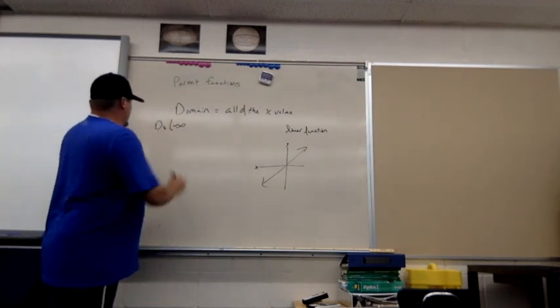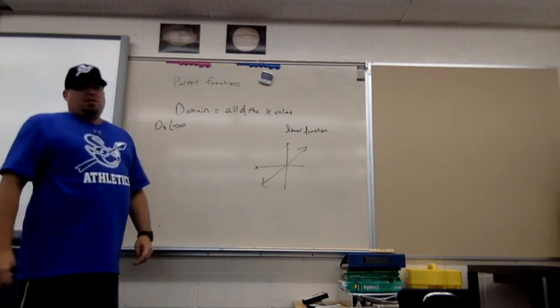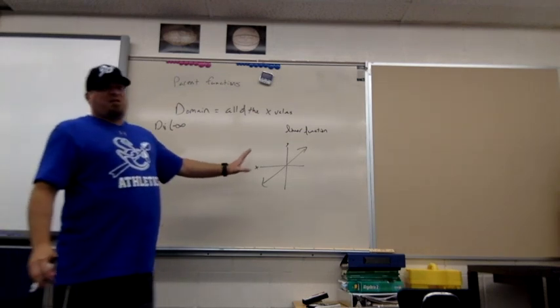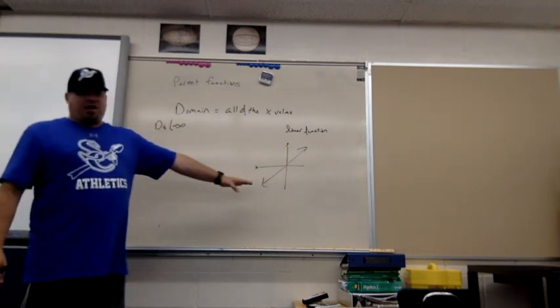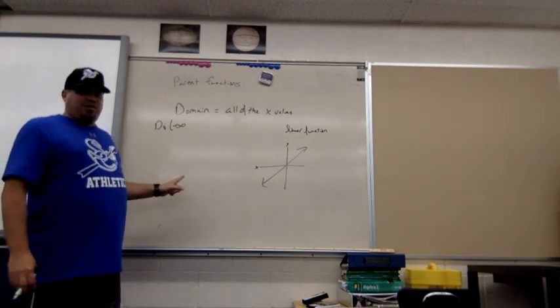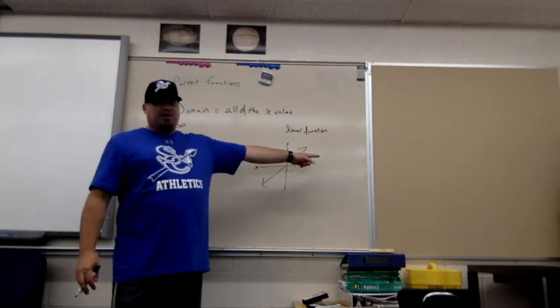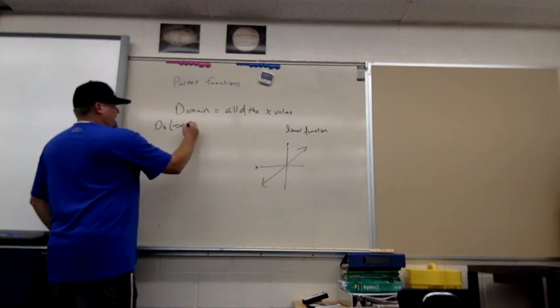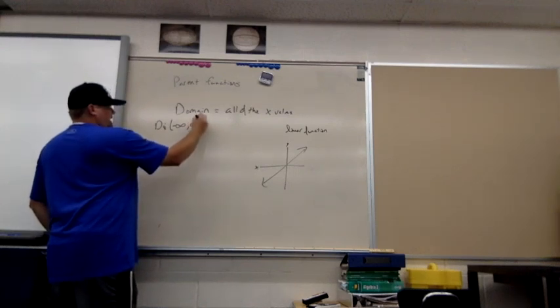actually it should be dots, not equals. So it goes from negative infinity, and what's the biggest x value I can have on this graph? Well, not only does it keep going to the left, it keeps going to the right as well. So I go from negative infinity to infinity.